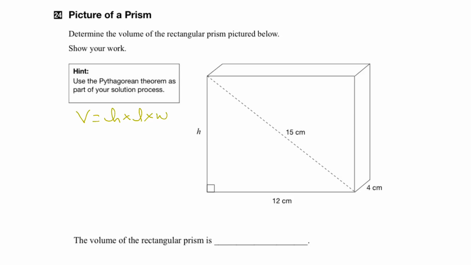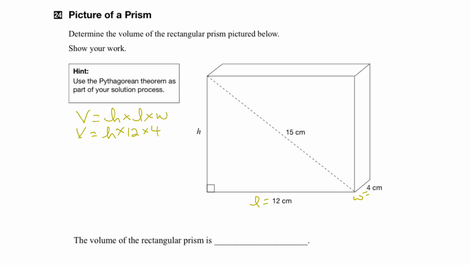So if we look at our diagram, this distance here would be the height, this distance here would be the length, and this little distance here would be the width. So we know that the length is equal to 12 centimeters and the width is equal to 4 centimeters. So we can sub those values into our equation here. We get volume is equal to height, we don't know that yet, the length is 12 and the width is 4.